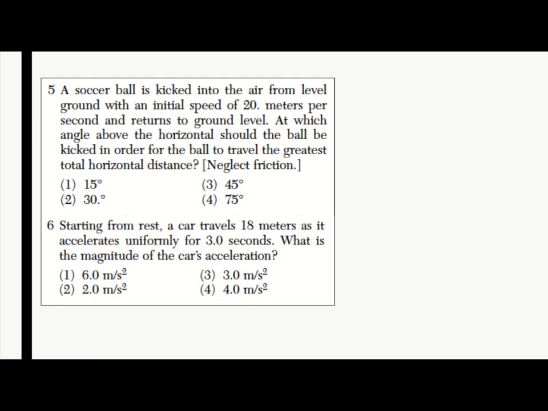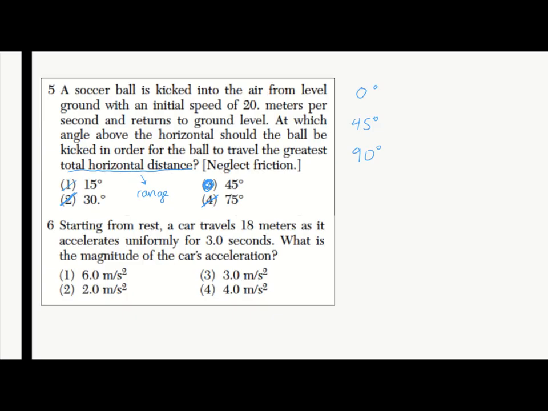Okay, number 5, a soccer ball is kicked into the air from level ground with an initial speed of 20 meters per second, returns to ground level. At which angle above the horizontal should the ball be kicked in order for the ball to travel the greatest horizontal distance? That is also known as our range. Now there's 3 special angles when it comes to 2D projectiles. We could already cross off each of these 3 because they're not part of our special angles. And it's 45 degrees, but let's just review some of these important angles.